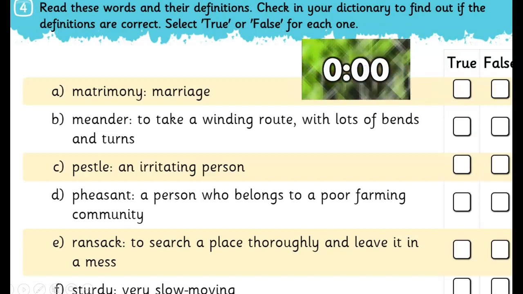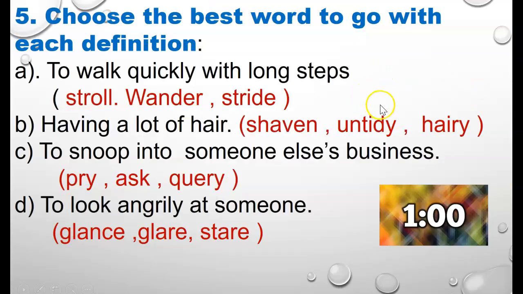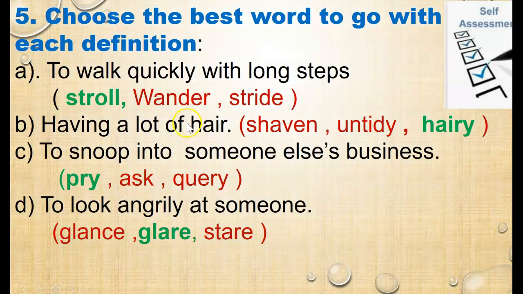So the time is over, children, and let's do the self-assessment. Check your answers. How many of you got all six correct? Congratulations, well done to you. Now, this is the next activity: choose the best word to go with each definition. Here I will not be putting a timer. I'll read the definition. A, to walk quickly with long steps. Which one do you think? Stroll, wander, stride. B, having a lot of hair: shaven, untidy, hairy. C, to snoop into someone else's business: pry, ask, query. D, to look angrily at someone: glance, glare, stare. So let's reveal the answer.